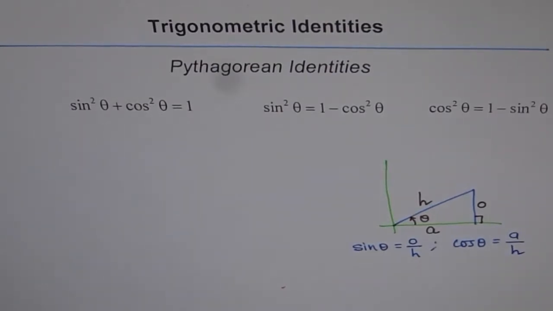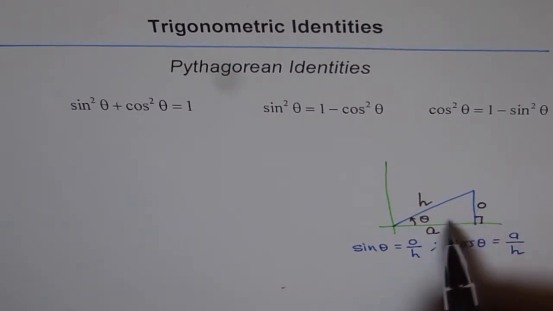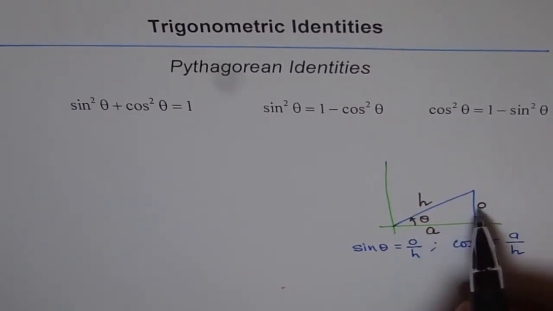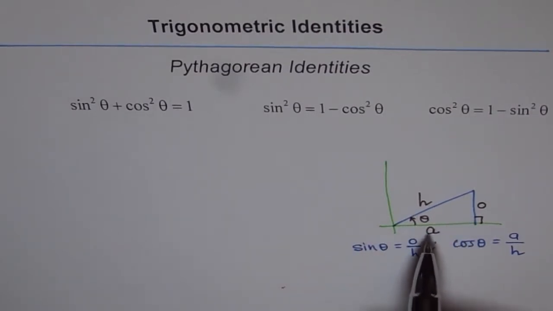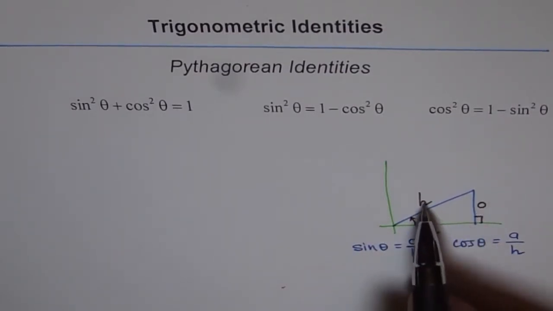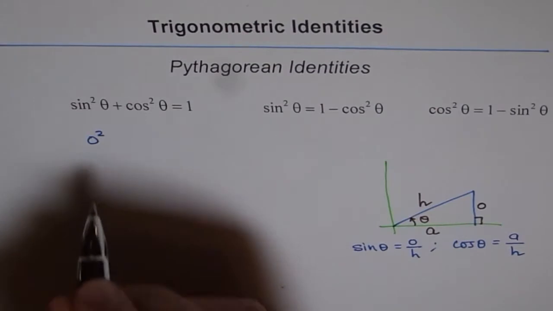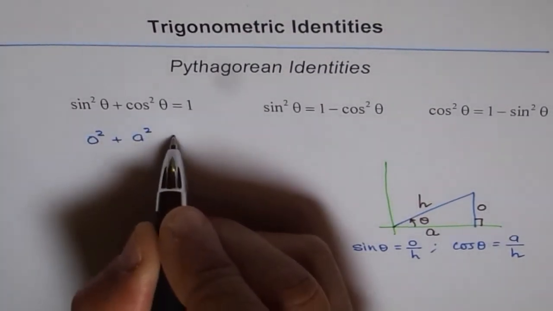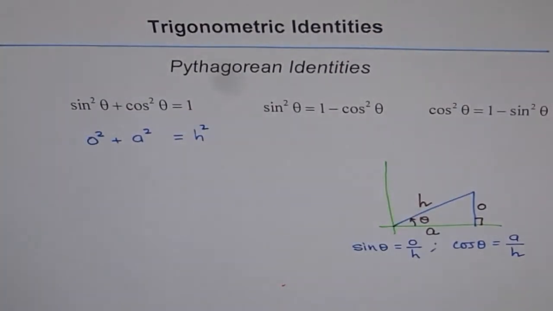So this is what we are looking for, a relation between sine theta and cos theta. We already know the Pythagorean relation: the sum of the squares of the sides is equal to the square of the hypotenuse. So we'll use the Pythagorean theorem to prove our identity. We have O square plus A square equals H square, the opposite side square plus the adjacent side square is equal to the hypotenuse square.